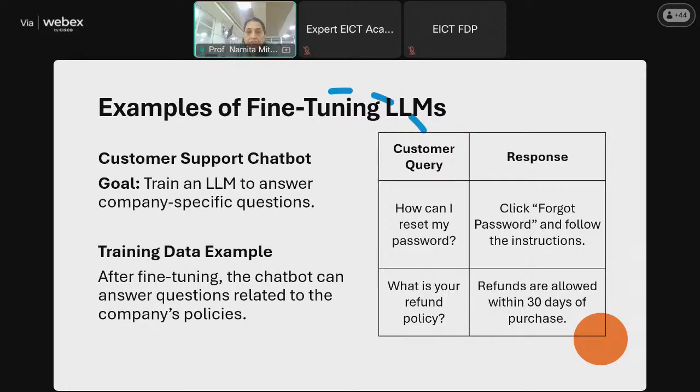Again, a question answering example of fine tuning. Look at this. Customer queries are your X and the response is your Y. So the new dataset must have this kind of data, all the instances having the query and the response. Training is done and then inference is used. After fine tuning, the chatbot can answer questions related to the company's policies.